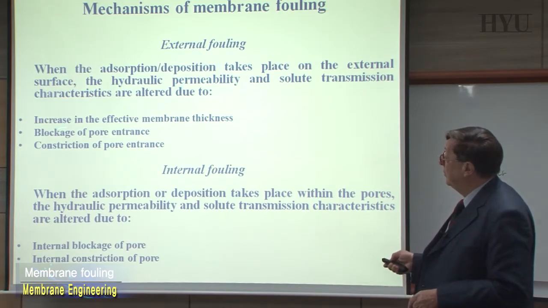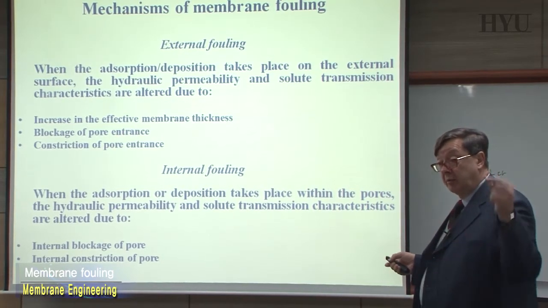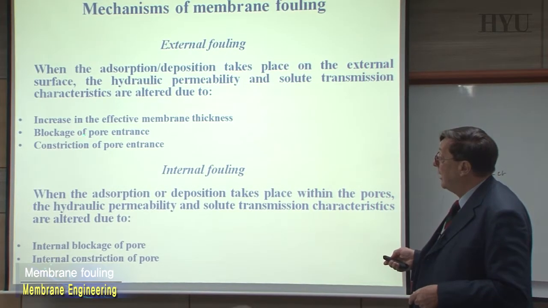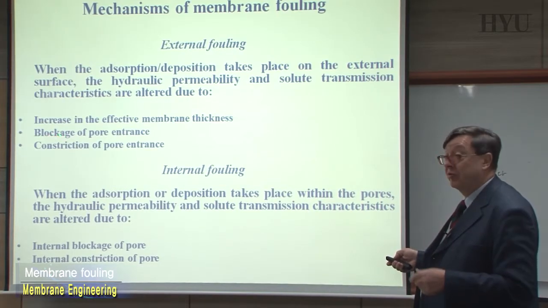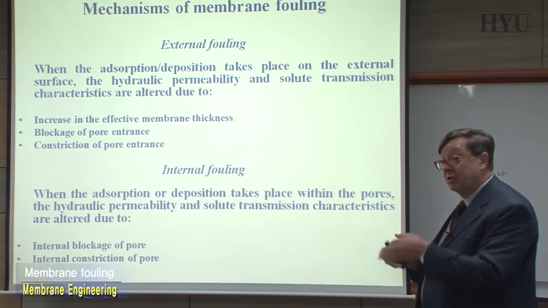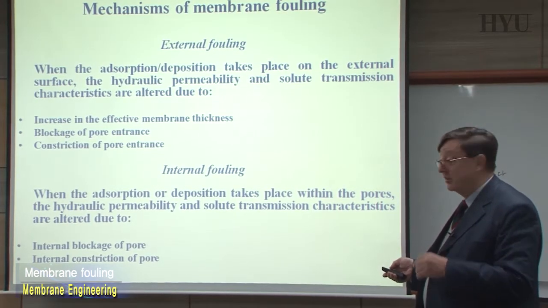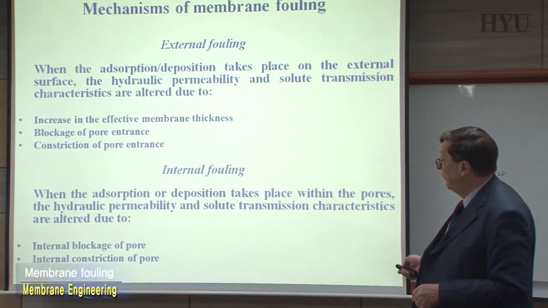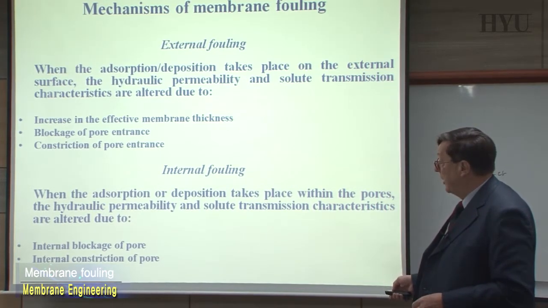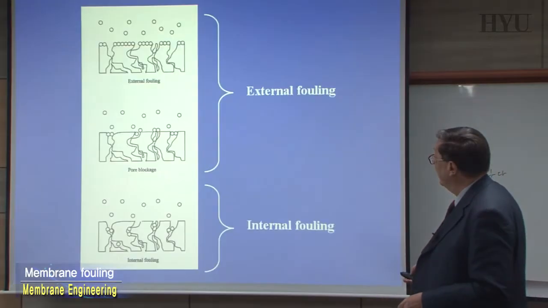For external fouling, one of the consequences, number one, is increasing thickness. And remember, transmembrane flux is inversely related to the thickness of your membrane. If there is a pore, you can have blockage of the pore, just a single pore can be blocked. Or you can have a reduction of the pore diameter, of the pore size, by constriction of the pore entrance. The same is true for internal fouling. You can have internal blockage of the pore, just in the internal part, or some reduction of the diameter, just a constriction in your system.